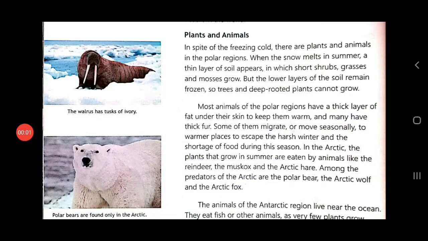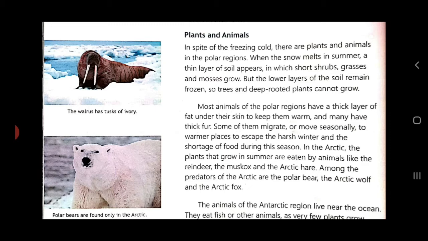Some of them migrate or move seasonally to warmer places to escape the harsh winter and the shortage of food during this season. Now children, what they are telling over here is that there are some animals, ऐसे animals भी हैं जो migrate करते हैं और move seasonally. What is the meaning of migrate? To travel from one part of the world to another at the same time every year. Okay, where do these animals go? They go to warmer places to escape the harsh winter.